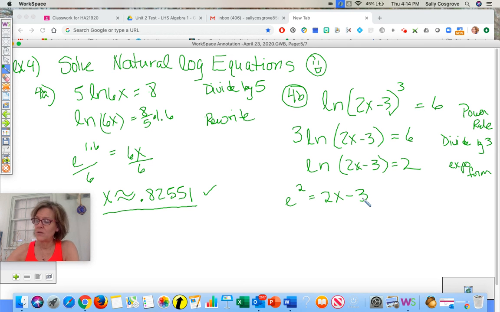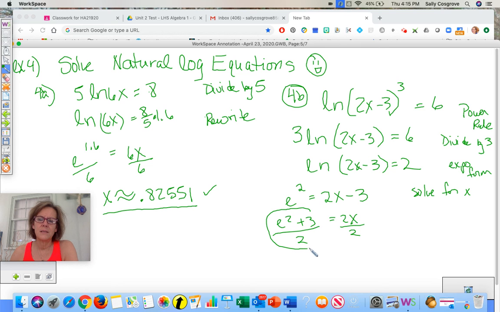So let's add 3 to both sides. So now we'll say, solve for x. We'll add 3 to both sides: e to the second plus 3 equals 2x. And now divide both sides by 2. Now, here's the deal. This is the answer, but we can simplify it.